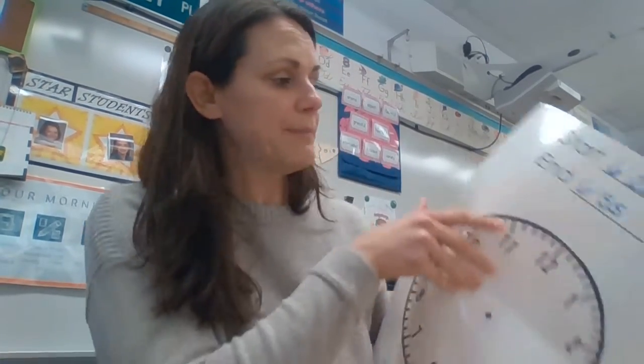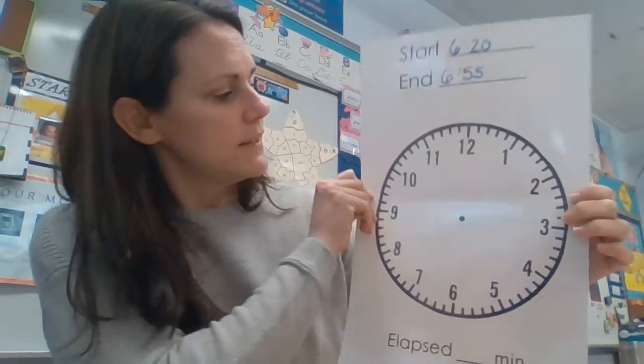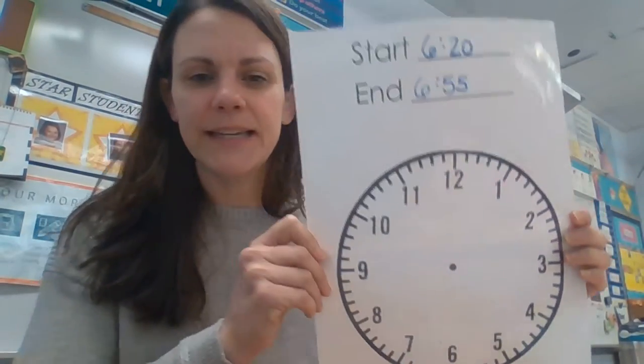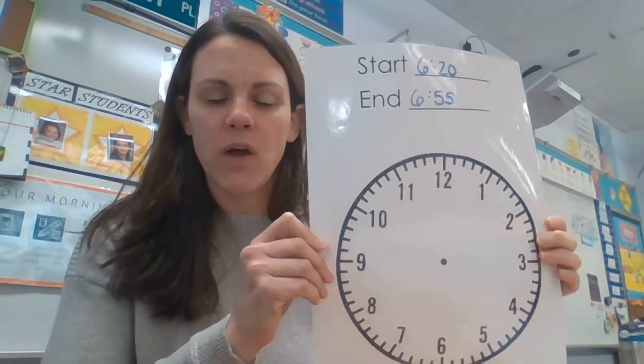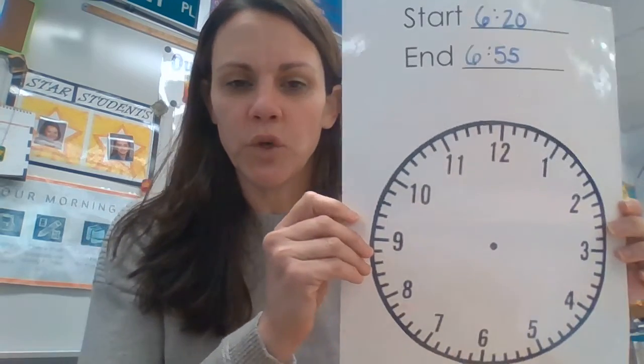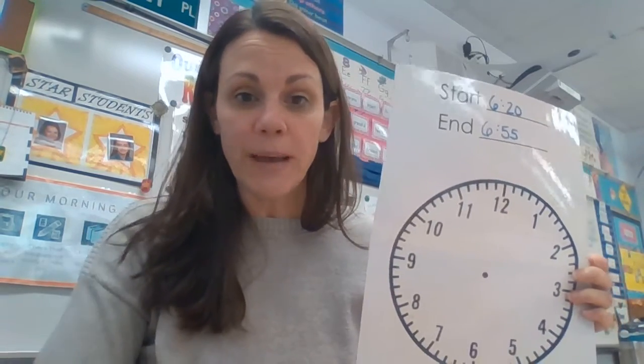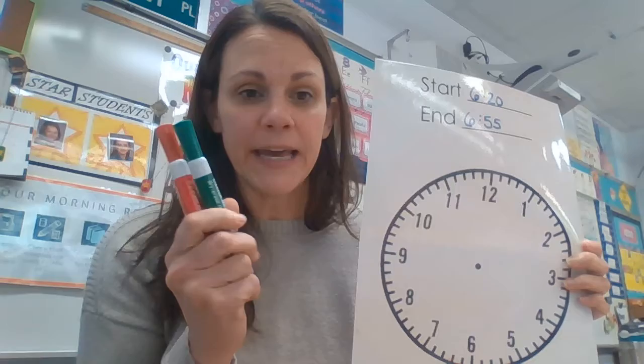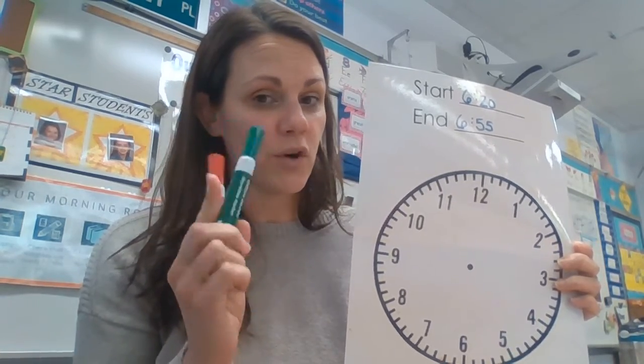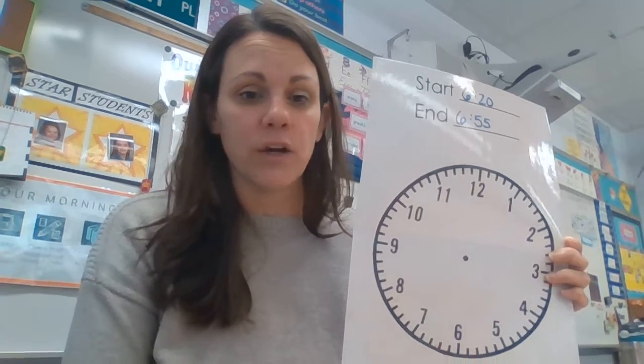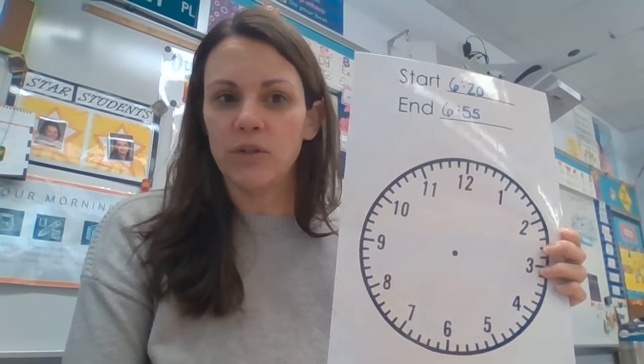All right, I am here to do a review of elapsed time. And I have this handy dandy giant clock, and you can follow along, and then this will help you when you do your work in your packet. If you happen to have red and green at home, that would be really helpful for our start time and our stop time. It could be a marker, a pen, a crayon, color pencil. See what you can find.